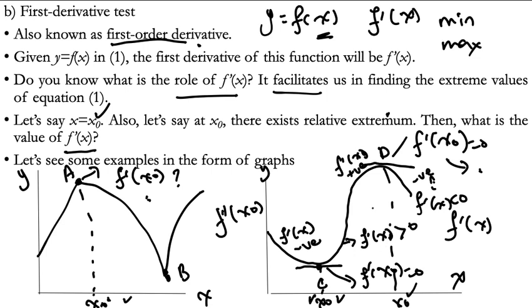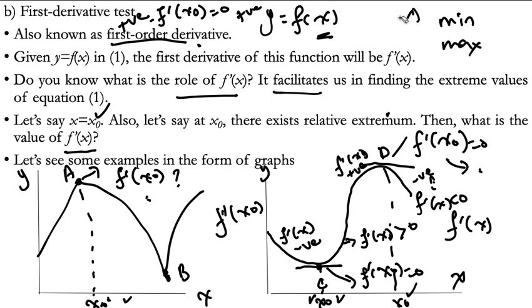Okay, but sometimes you may see f prime x naught is 0, but to the left of it is a positive sign of slope, and to the right of this x naught is a positive sign of slope also. So, any possibility of this kind of graph?